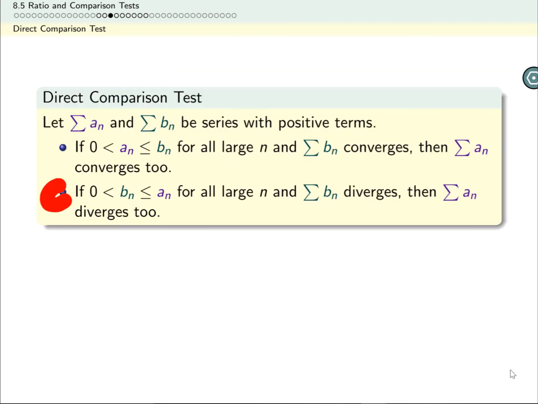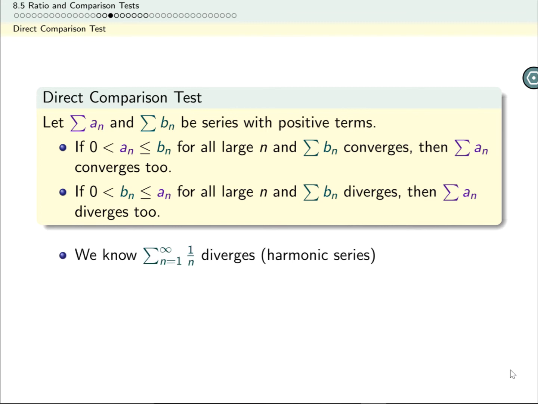Now let's look at an example of the second bullet point in the direct comparison test. This is the harmonic series. It's a P series with P equal to 1, and that's a divergent series. Here's the terms of a different sequence, and these terms are larger. So we let a_n be the terms of our new mystery sequence, and we let b_n be the terms of the harmonic series. And now let's check out the comparison test.